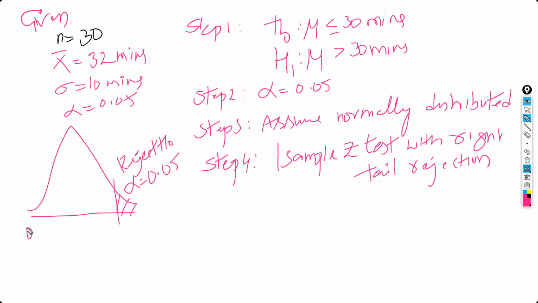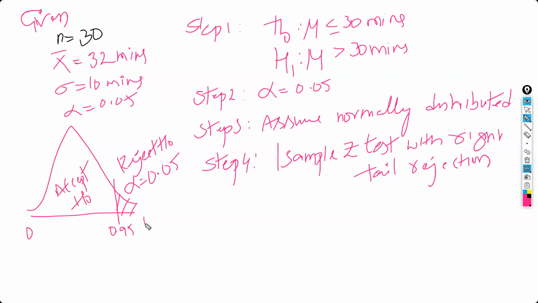Now, from this point to this point, what is this value? 0.95. From 0 to 0.95 we have to accept the null hypothesis. From 0.95 to 1, we have to reject the null hypothesis. Because 95% is the acceptance region, 5% is the rejection region.